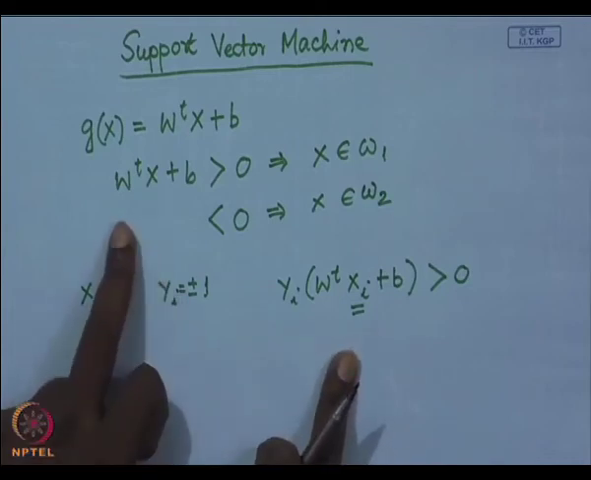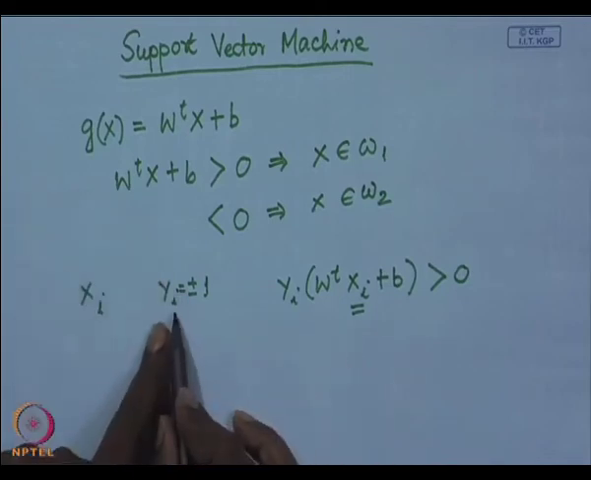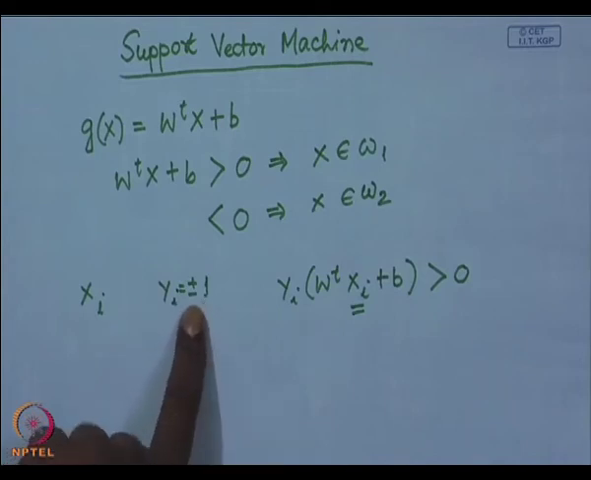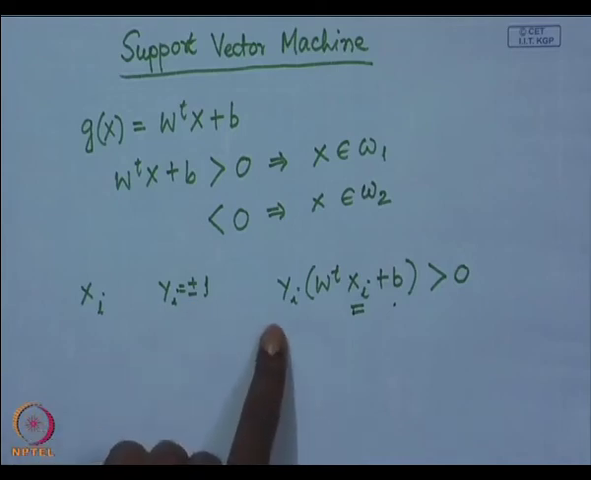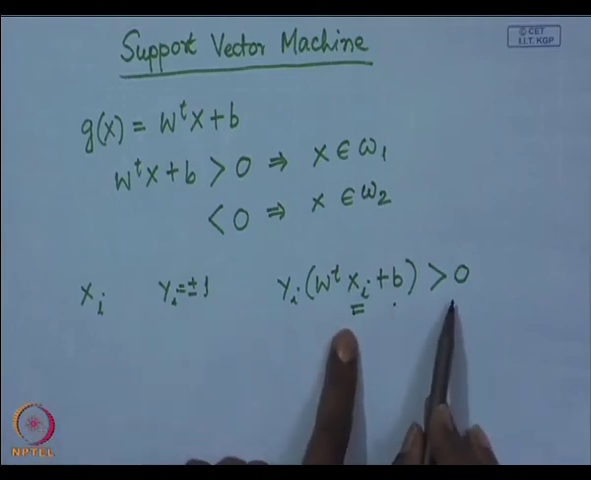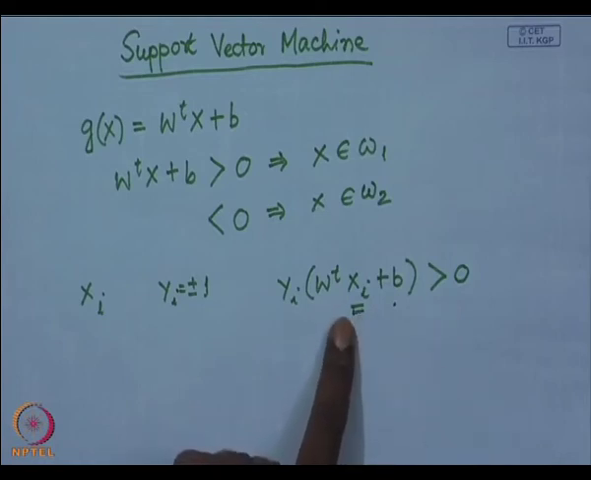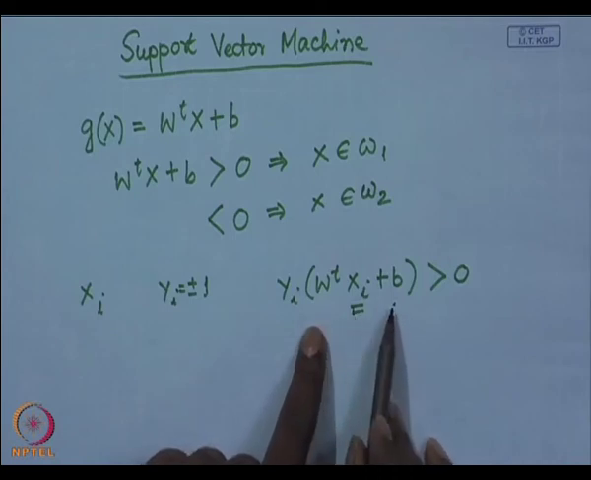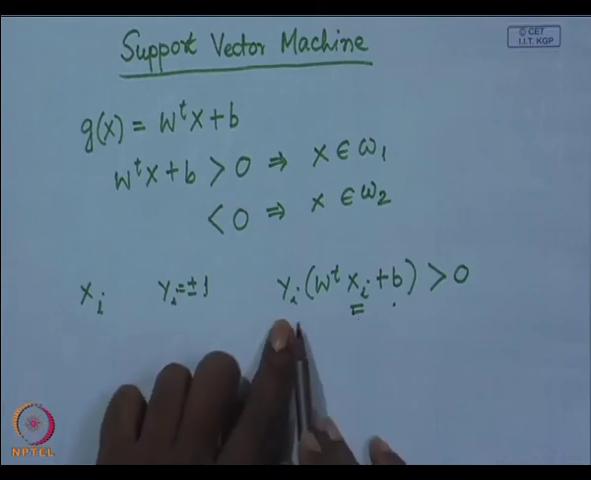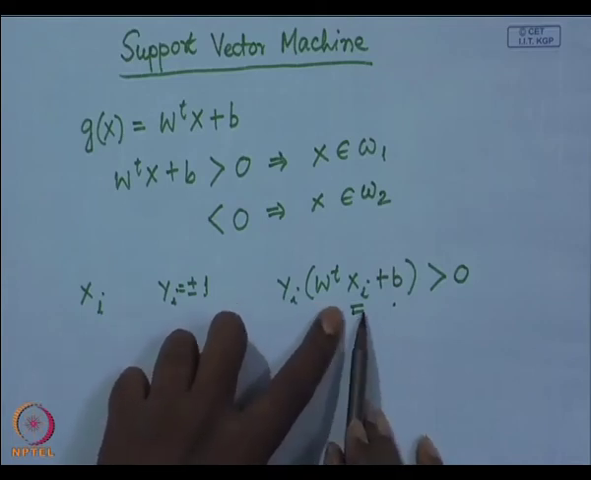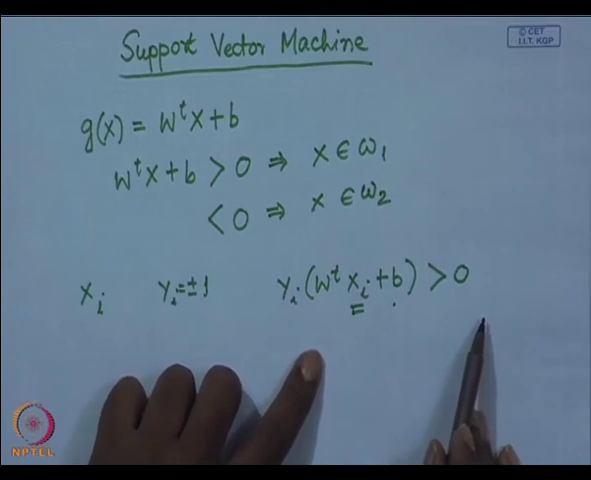Which is quite obvious, because if I say that y i equals plus 1 for a sample x i which belongs to class omega 1, and for a sample which belongs to class omega 1, w transpose x i plus b is greater than 0, y i is also positive. So, y i times this will obviously be greater than 0. If x i belongs to class omega 2, then w transpose x i plus b will be less than 0, and for that I have set y i equal to minus 1. So, minus 1 times w transpose x i plus b will obviously be greater than 0.